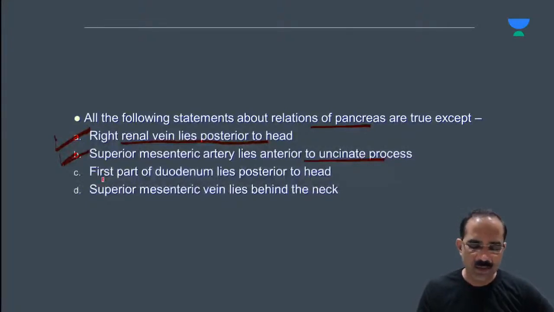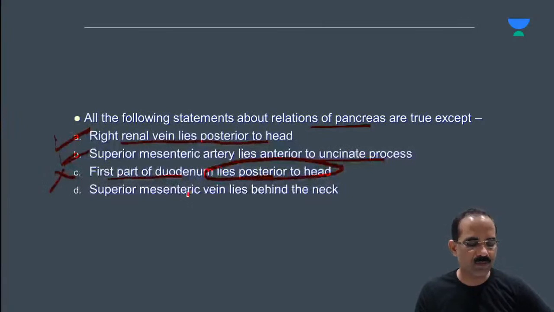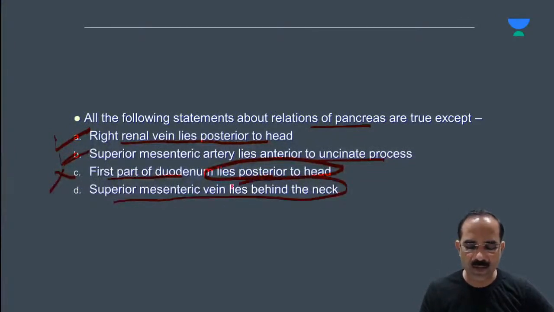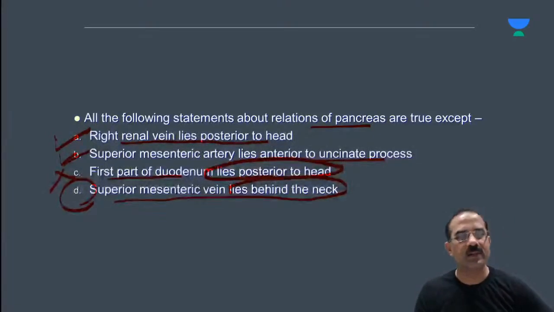Yes. First part of duodenum lies posterior to the head. That's wrong, students. The first part of the duodenum lies anterior to the head, not posterior. That's in front, anterior to the head. Superior mesenteric vein lies behind the neck. What do you say about this option D? Bolo bachcho, what do you say about this option D?